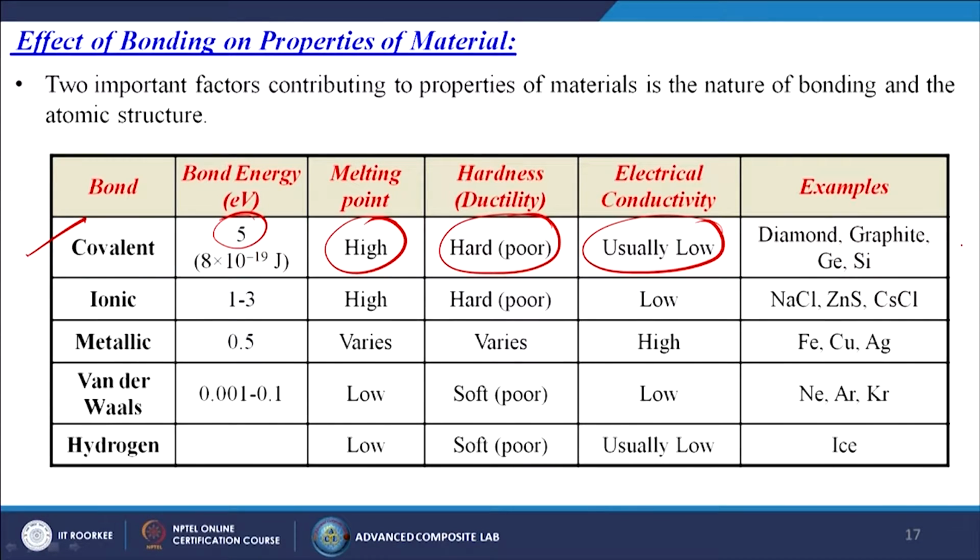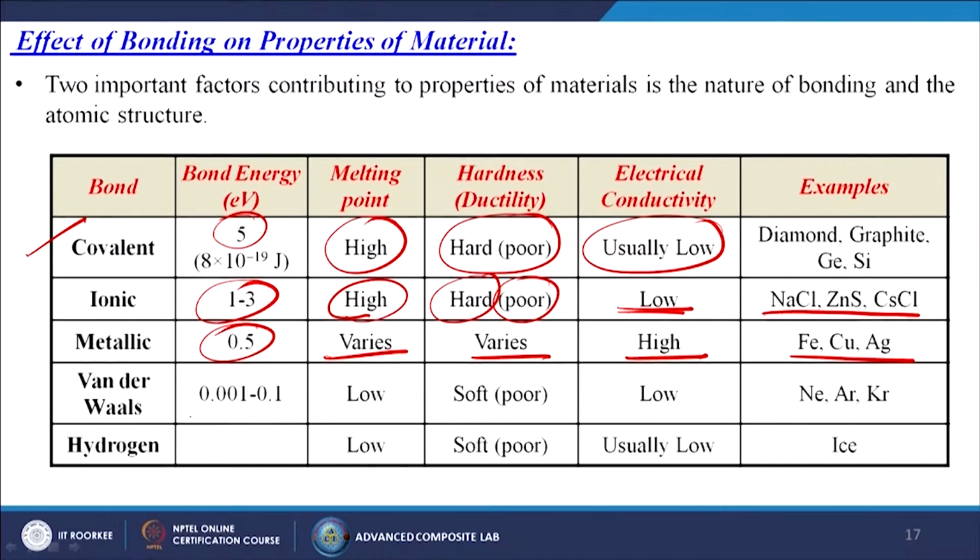Next, ionic: generally the bond energy is 1 to 3 electron volt, melting point is high, hard, ductility is very poor, electrical conductivity is low, like sodium chloride, zinc sulphide and CaCl. When you are talking about metallic, it is 0.5 electron volt, melting point varies, hardness also varies, and electrical conductivity is very high, like iron, copper, silver, etc.